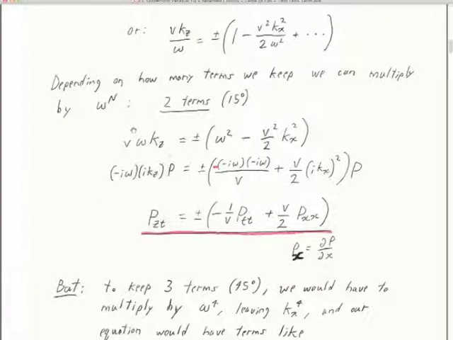Multiply by omega squared here. We keep these two terms, and we multiply by omega squared. So on the left side, we have v omega kz is equal to plus or minus, and the two terms become omega squared minus v squared over 2 times kx squared. And then here's the trick of factoring 1 or minus 1 into i omega or i kx. So this is the tricky part.